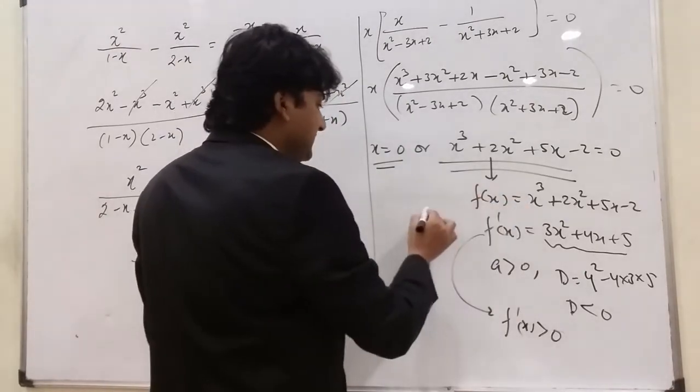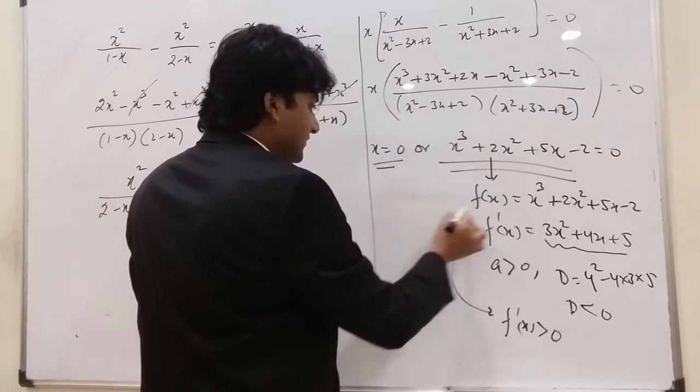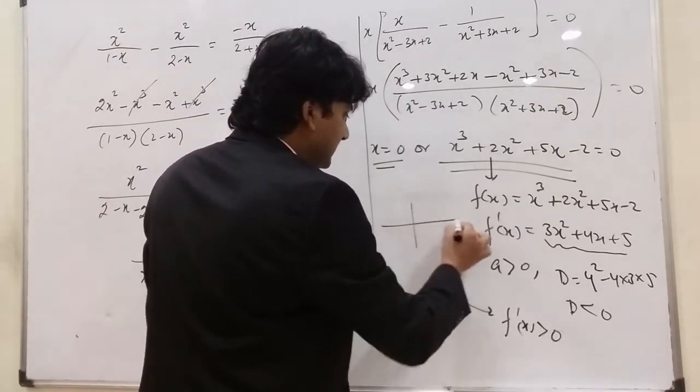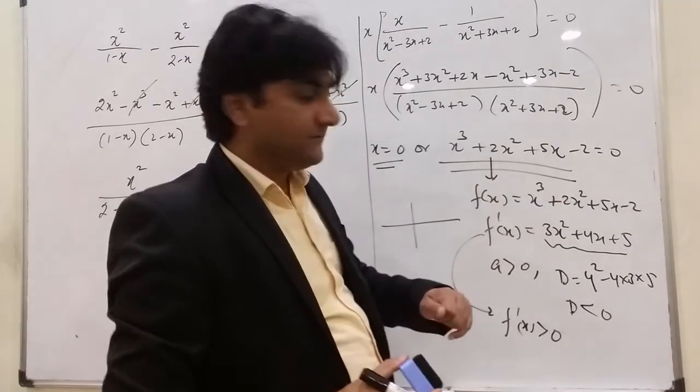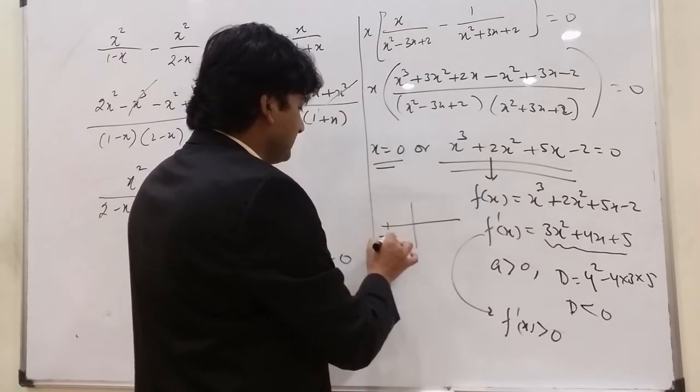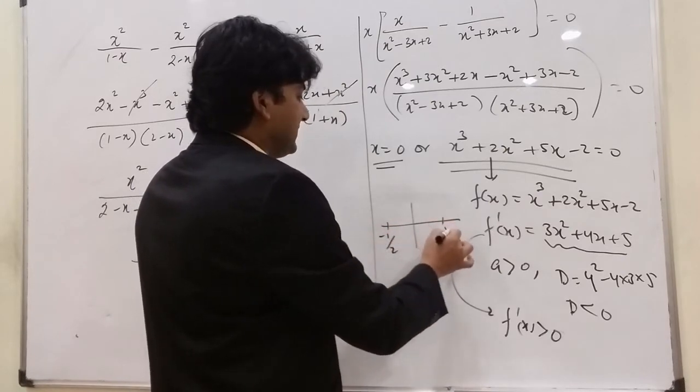And a strictly increasing function. So for this f of x, I need to draw where the solution will be. This is minus half and this is plus half.